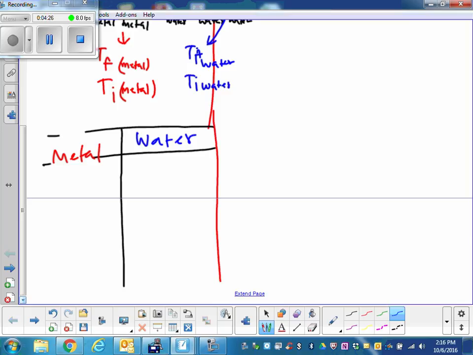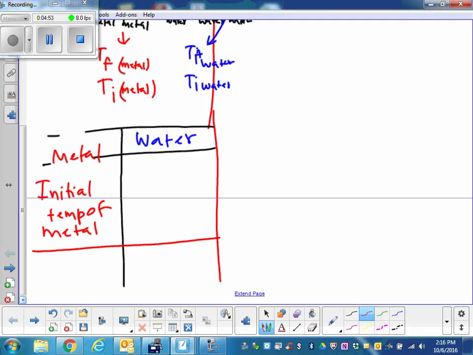Yes, Kate. Temperature of what? Temperature of the metal. So Kate says, what temperature is it? Initial temperature of the metal. She says, I need the initial temperature of metal. I have to record that. What else do I have to record? So this is one thing that I need to record. What else do I need to record?